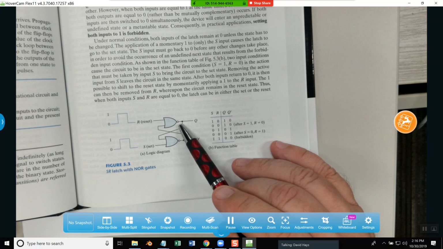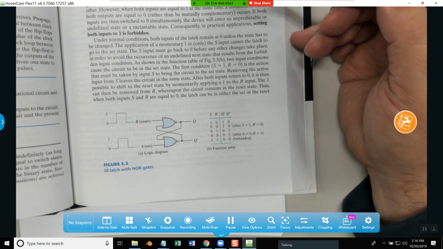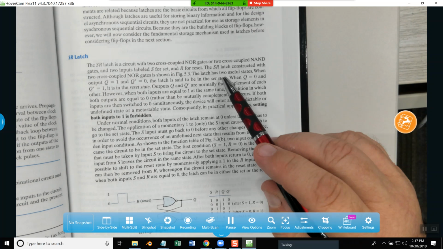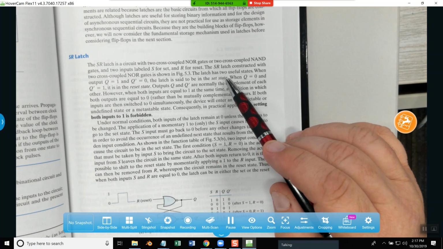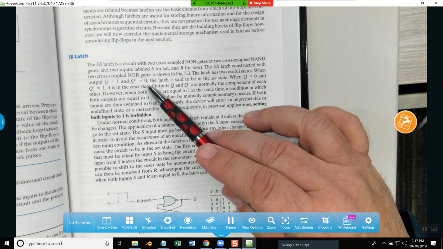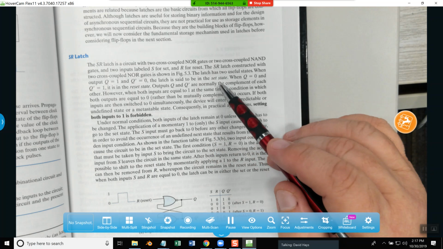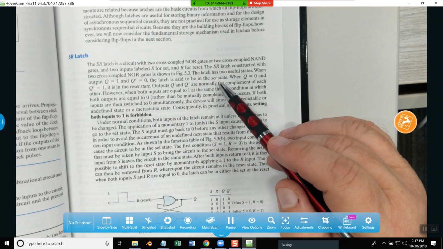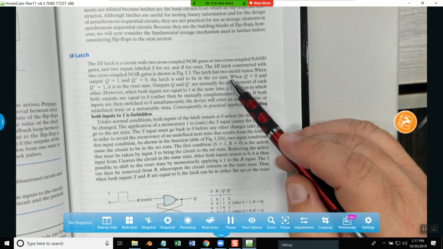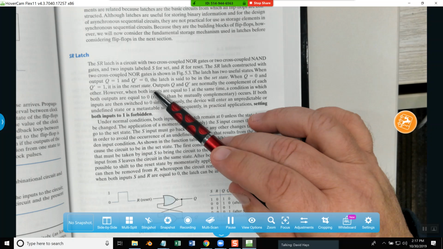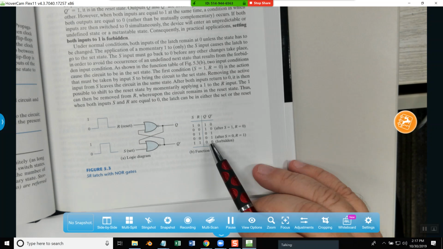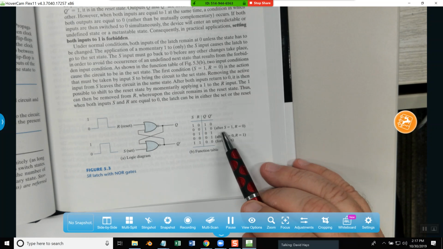The latch has two useful states. When output Q is equal to 1 and Q prime is equal to 0, the latch is said to be in a set state. When Q is equal to 0 and Q prime is 1, it is in the reset state. And indicate that down here. Q is 1, Q prime is 0, then S is 1. That's our set state. Q is 0, Q prime is 1. That's our reset state. R is equal to 1.